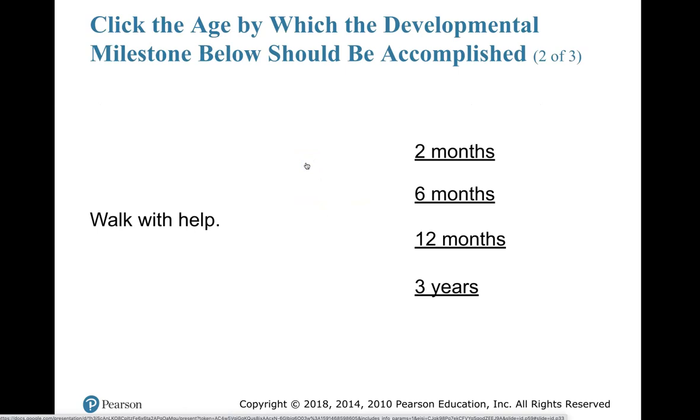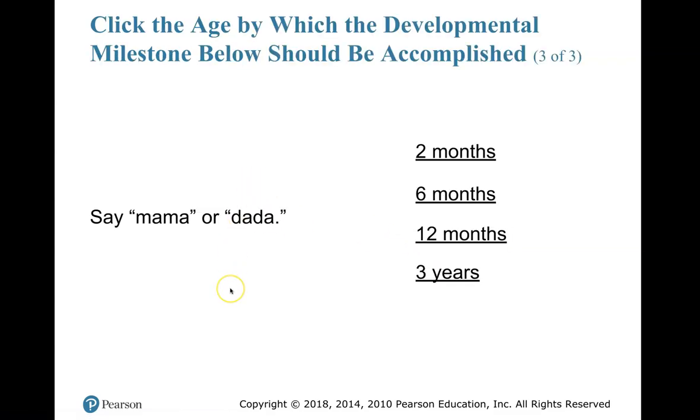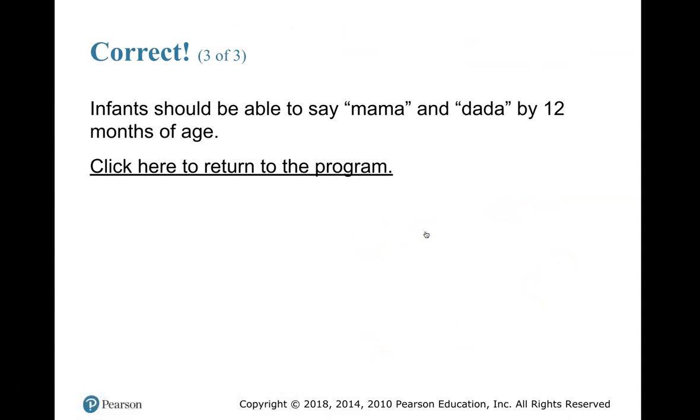Click the age by which the developmental milestone should be accomplished. Walk with help. If you chose 12 months, you are correct. Infants should be able to walk with help by 12 months of age. Say mama or dada. If you chose 12 months, you'd be correct. Infants should be able to say mama and dada by 12 months of age.